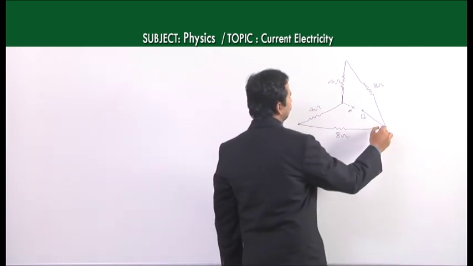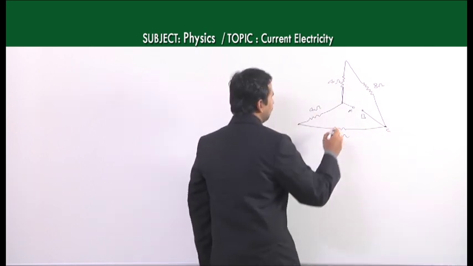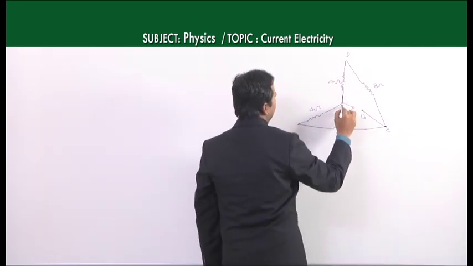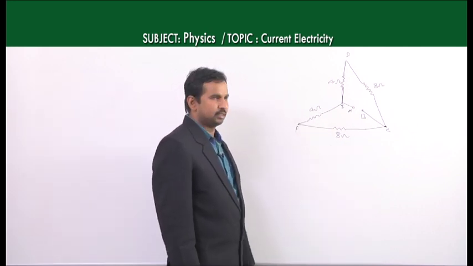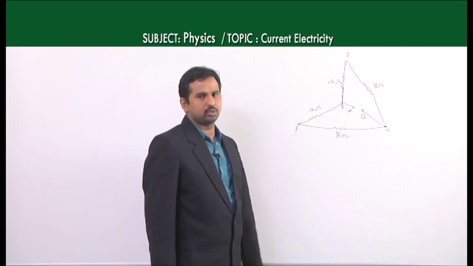Let us suppose the junction points here: this is C, this is D, and this is E, and let this be F, like this. A, B, C, D, E, F. So in total we have 4 resistances.